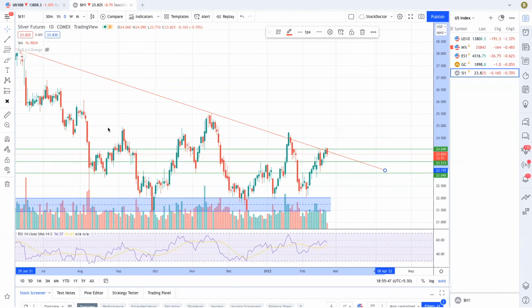So this is all about today, my friends. I tried to cover all these three indexes and major commodities, gold and silver.